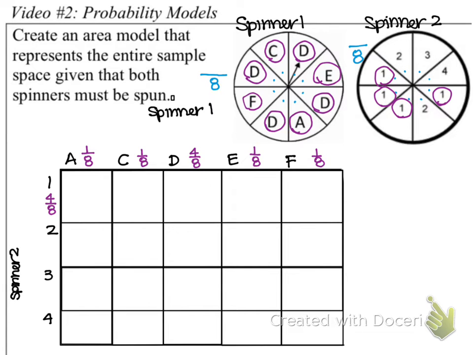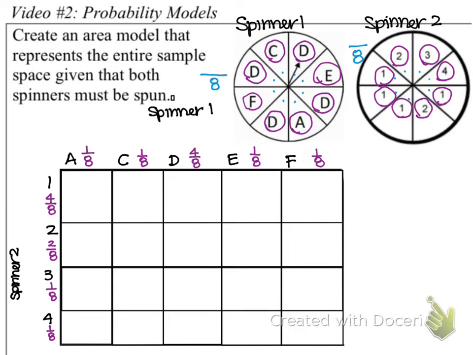Likewise, do the exact same thing with the remaining pieces. For 2, there are 2 sections of the 8, so that's going to be 2/8. Then if we take a look, the 3 has 1 section, as does the 4. So both the 3 and the 4 are going to have a 1/8 probability.